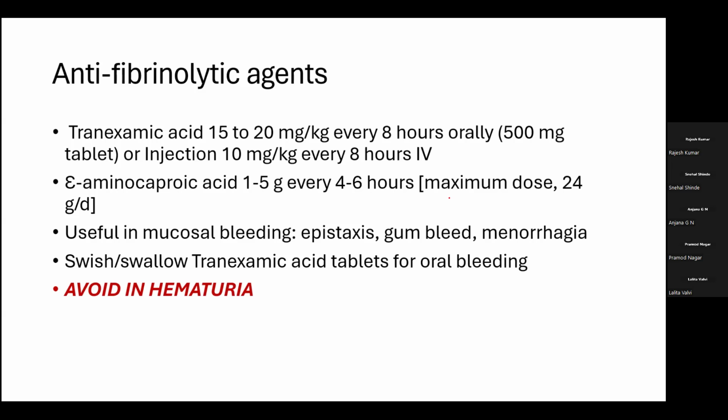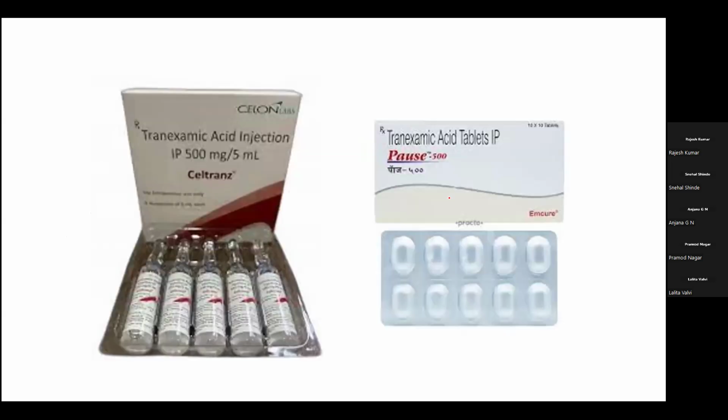But remember one very, very important red rule. Do not give tranexamic acid if a child has hematuria, because tranexamic acid helps in making clots. And in the bladder, if the clots form, then it will lead to painful urinary retention. So in hematuria alone, never use tranexamic acid.